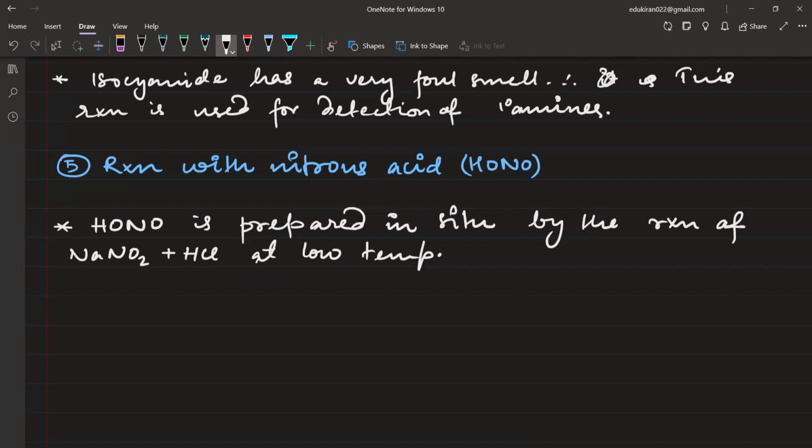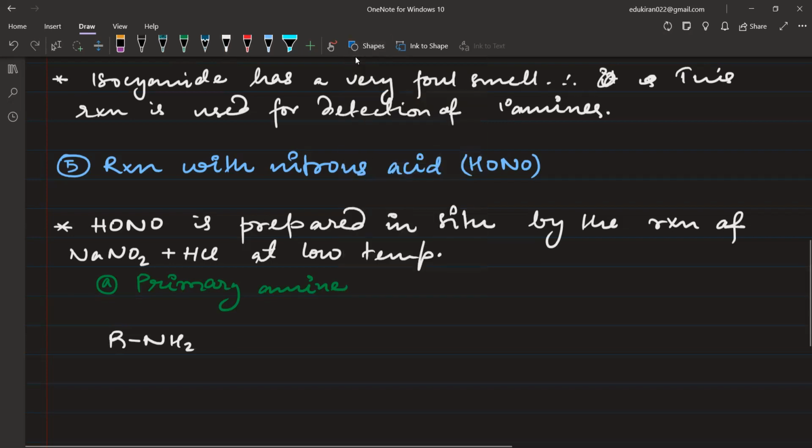At low temperature. Now, different types of amines give different products when we react it with HONO. When we react it with nitrous acid, it gives different products. So important ones are primary amine and aromatic amine, and those are there in your NCERT also, but we'll write for secondary and tertiary also. Okay, so you have primary amine, that is aliphatic, simple aliphatic R-NH2 in the presence of NaNO2 plus HCl. This is going to give you, first of all, diazonium salt.